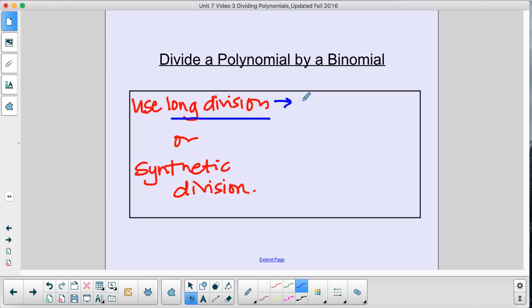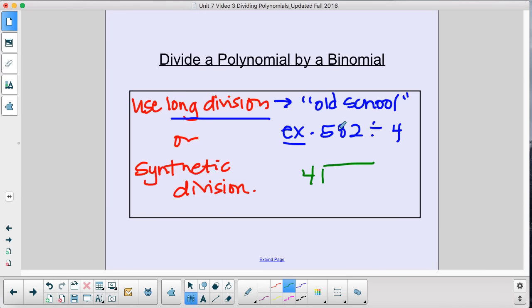So for long division, think old school division. So back in the day, you had to do things like, what is 582 divided by 4? Okay, so this is the old long division of the way you used to divide things out. So if I didn't have a calculator, what I would do is I would write 4, right? And then what I am dividing, I would take and write underneath this little division bar.